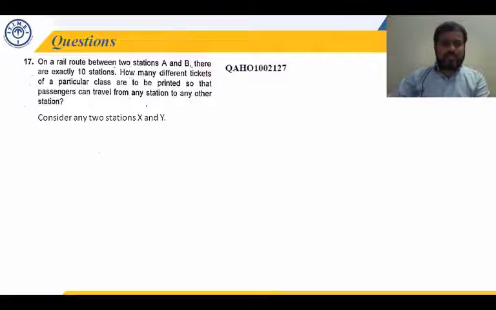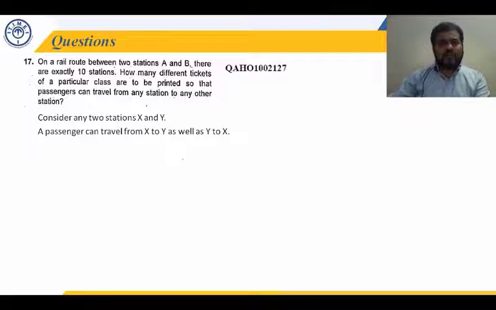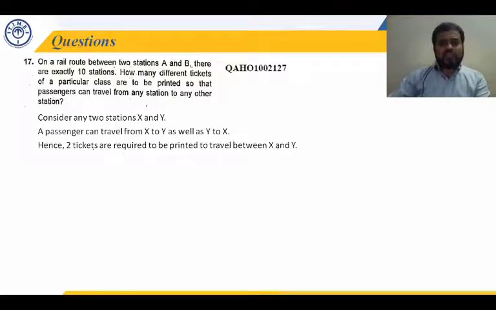So consider any 2 stations X and Y here. Okay. So a passenger can travel from X to Y as well as from Y to X, right? So if there are 2 stations X and Y, then traveling can be done from X to Y, or traveling can also be done from Y to X, right? So for these 2 travels, 2 different tickets are needed. So for example, if you travel from Delhi to Mumbai, you will need a different ticket, and if you travel from Mumbai to Delhi, you will need a different ticket, right? So hence 2 tickets are required to be printed to travel between any 2 stations X and Y.